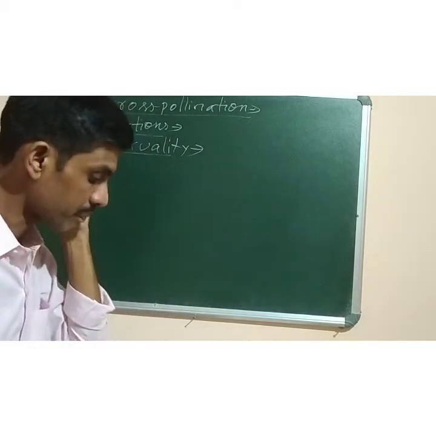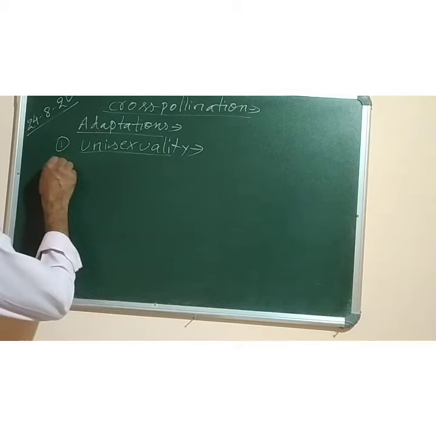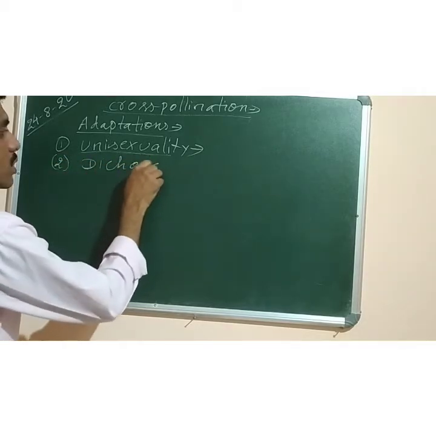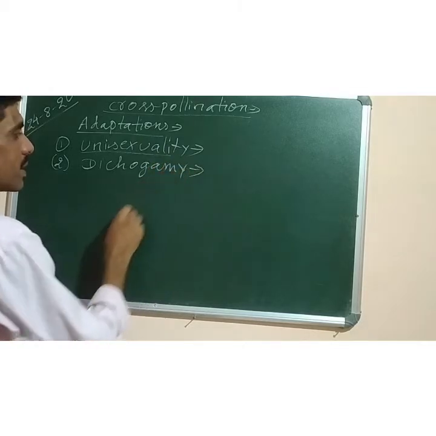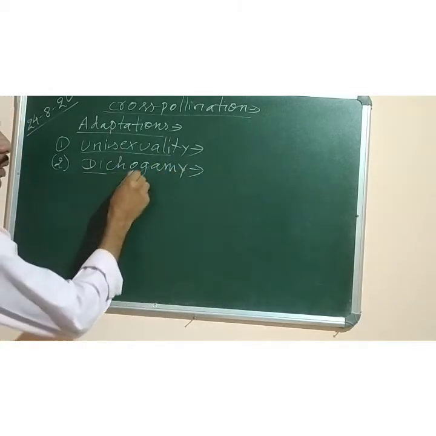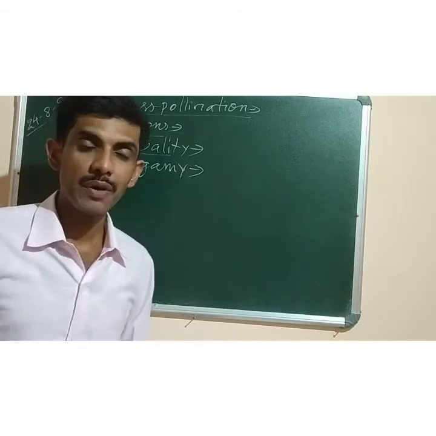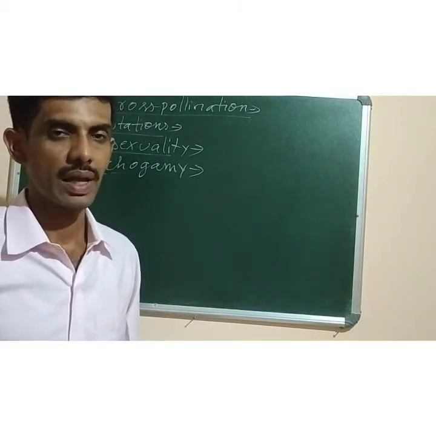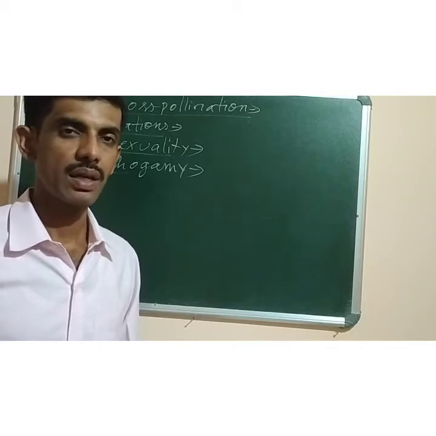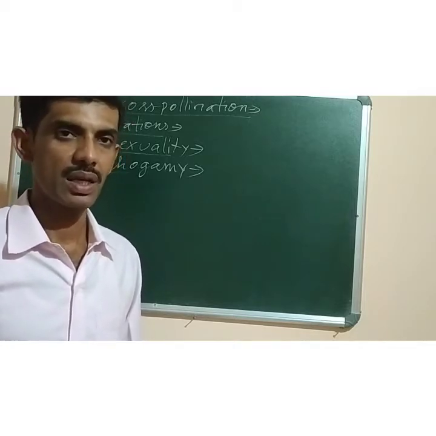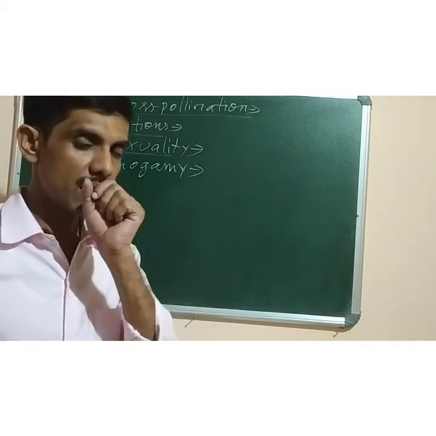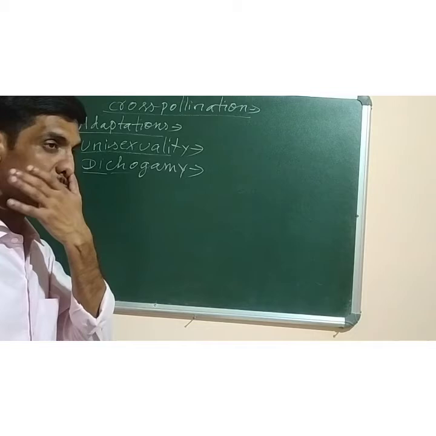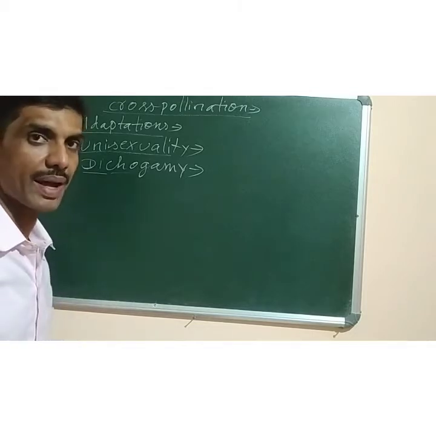Okay, got it? Now second one is dichogamy. You should understand all these terms as well as you should be able to define them. Di means two, dichogamy means marriage. So different timing of maturation of anthers, that is stamens, and carpels or pistils is called dichogamy. Means different time at which the male and the female part of the flower will mature is called dichogamy.